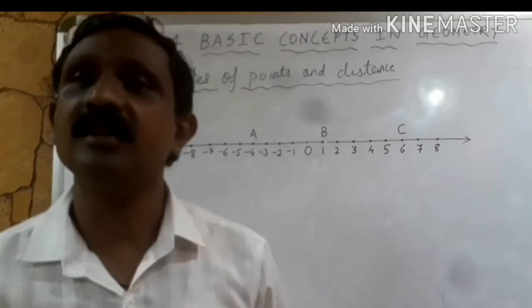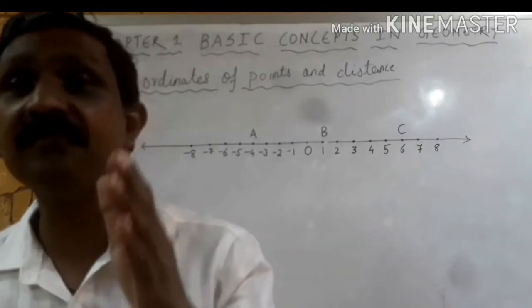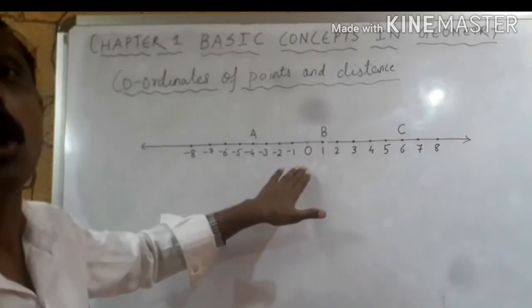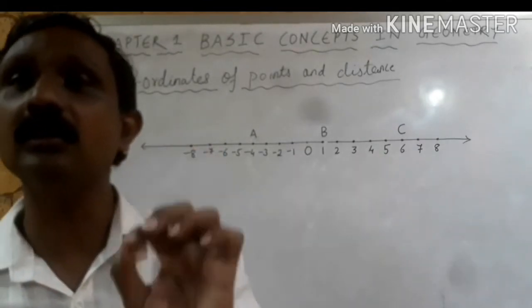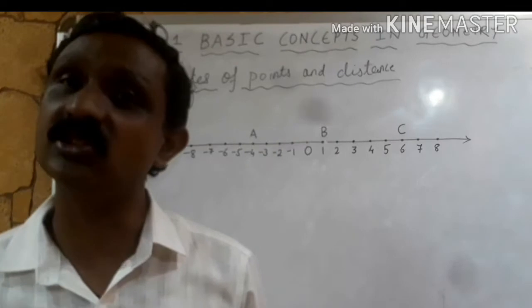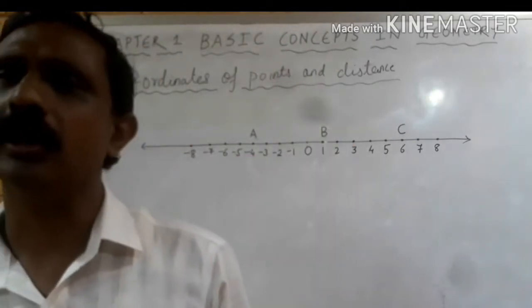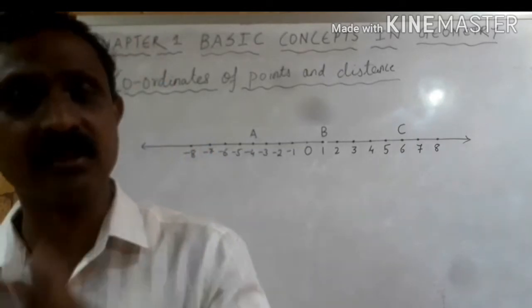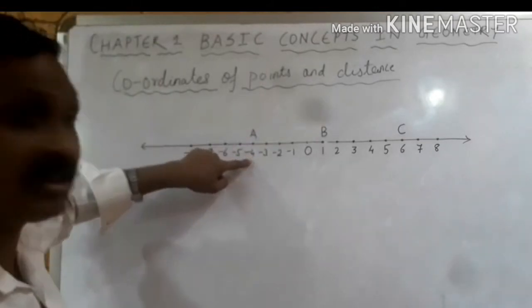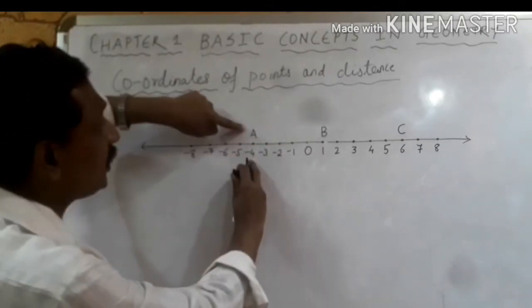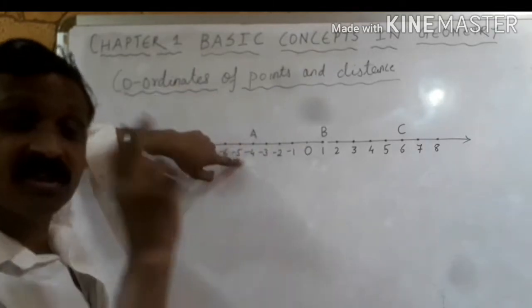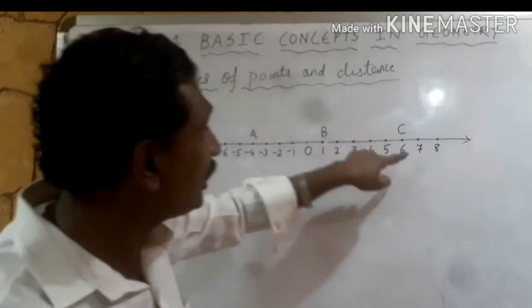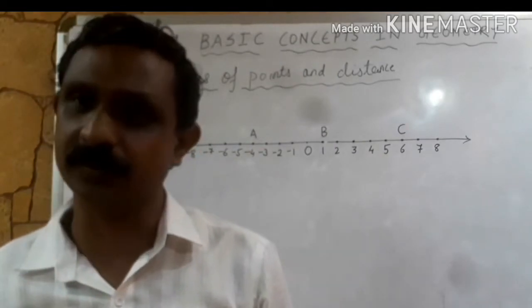Coordinates of points and distance. We know that every real number can be represented by a point on the number line. The number associated with the point is called the coordinate of that point. Now if you see here, the number associated with A is -4. That means -4 is the coordinate of A, 1 is the coordinate of B, 6 is the coordinate of C.